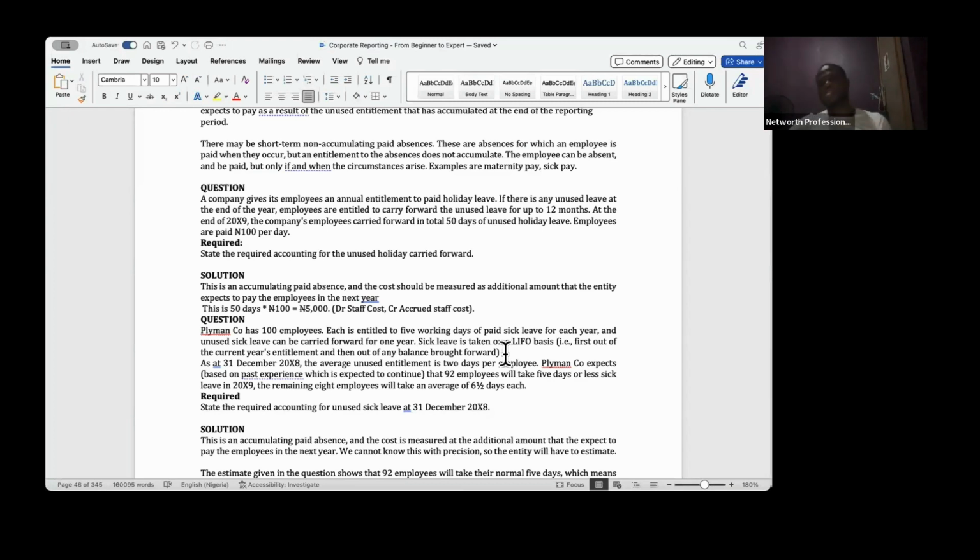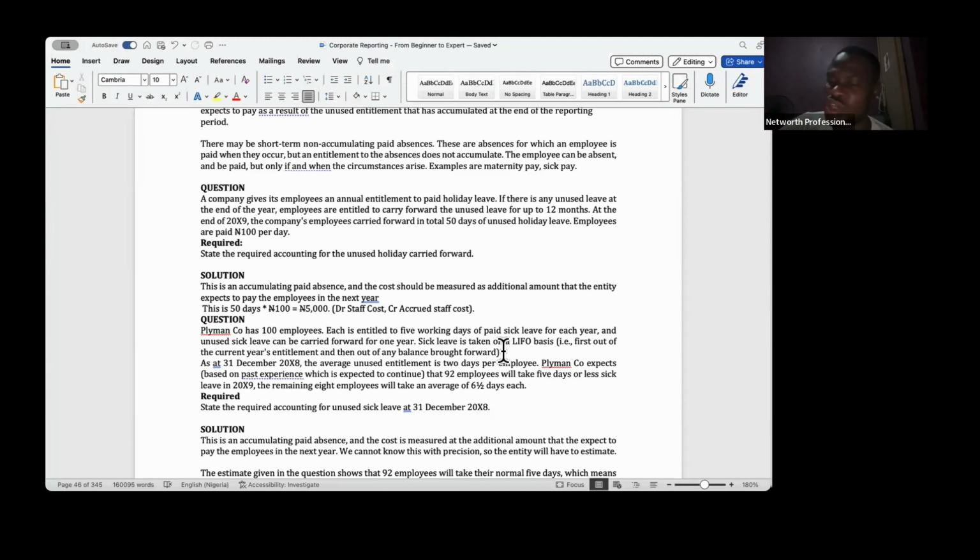So what they are saying here is that if you carry forward leave, you have to use the leave of the current year first. If you have 5 days leave in 2023 that you did not use, you now carry it to 2024.